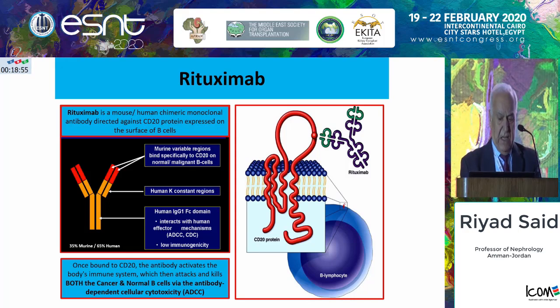of the B cells. As you'll see here, on the surface of the B cells there is the CD20 protein, and rituximab is a murine antibody. The variable region binds specifically to CD20 on normal and abnormal cells. Once it is bound, it activates the body's immune system, which attacks and kills both normal and abnormal cells.